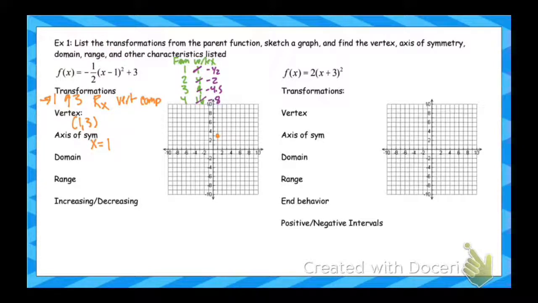So that means from my vertex, I would go right 1 and down 1/2. From the vertex, I would go right 2 and down 2. From the vertex, I would go right 3 and down 4.5. And then from the vertex, I would go right 4 and down 8. Then because there's an axis of symmetry, I'm going to do the same thing on the other side of my graph. And that is my parabola.